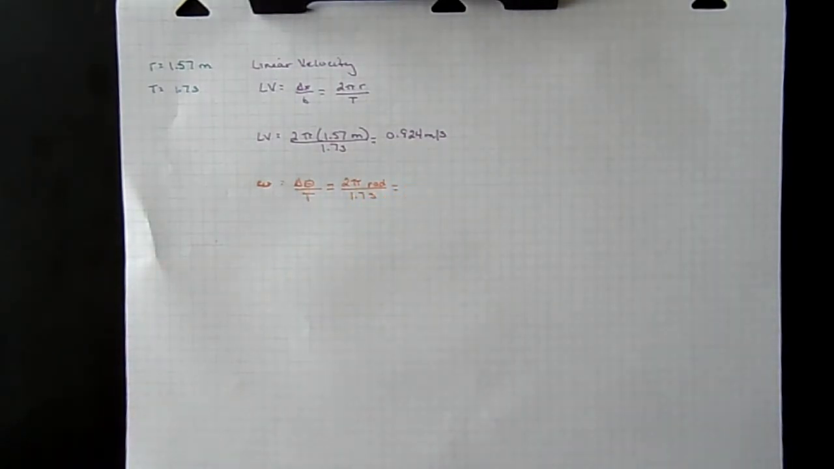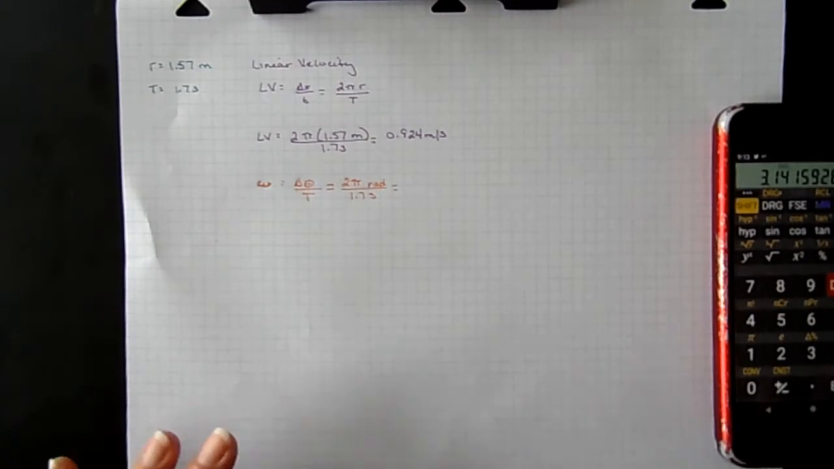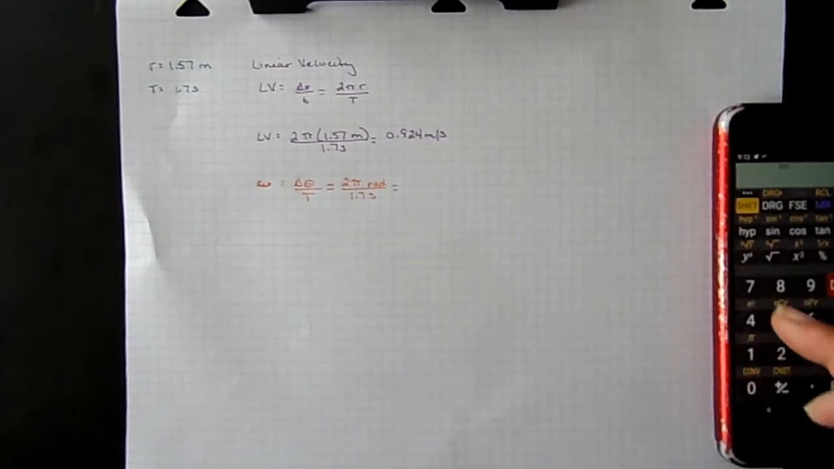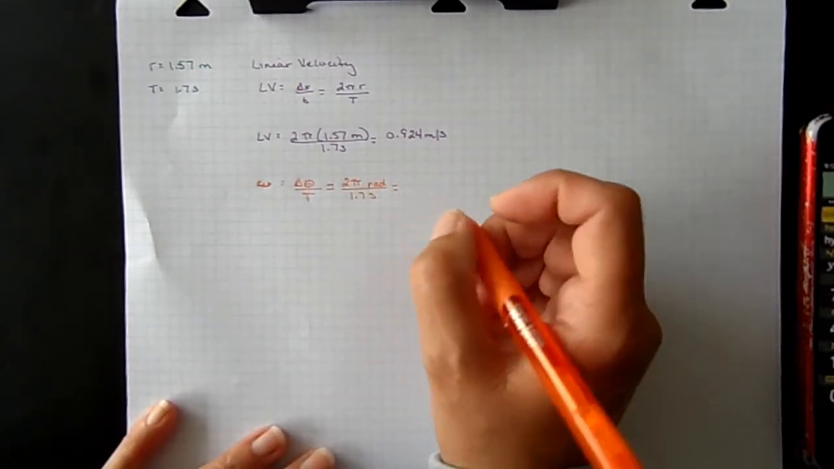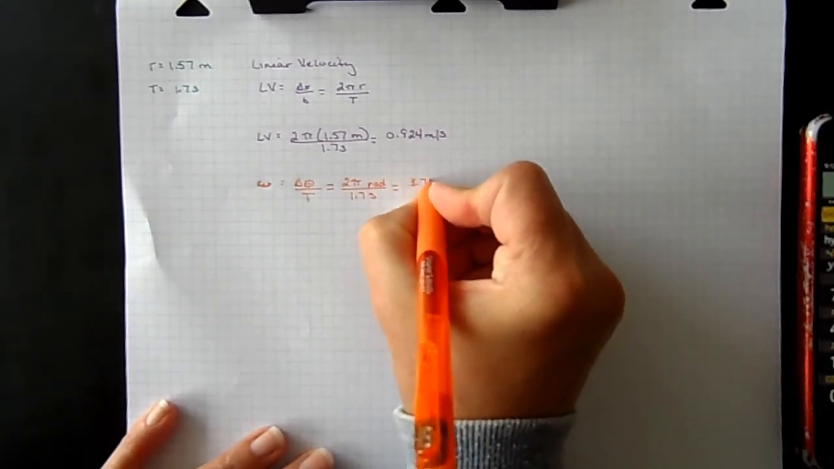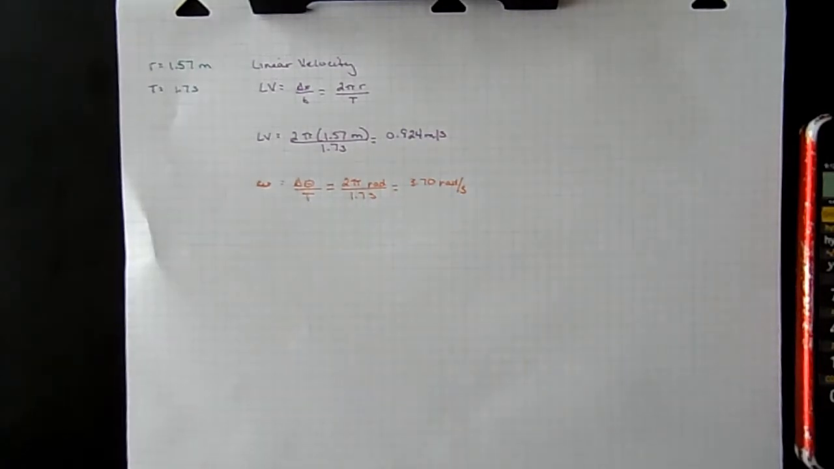So we're going to take our 2 pi radians, which is 6.28, divided by 1.7. Let's see, it's going to round up, so 3.70 radians per second. So that's going to be your angular velocity.